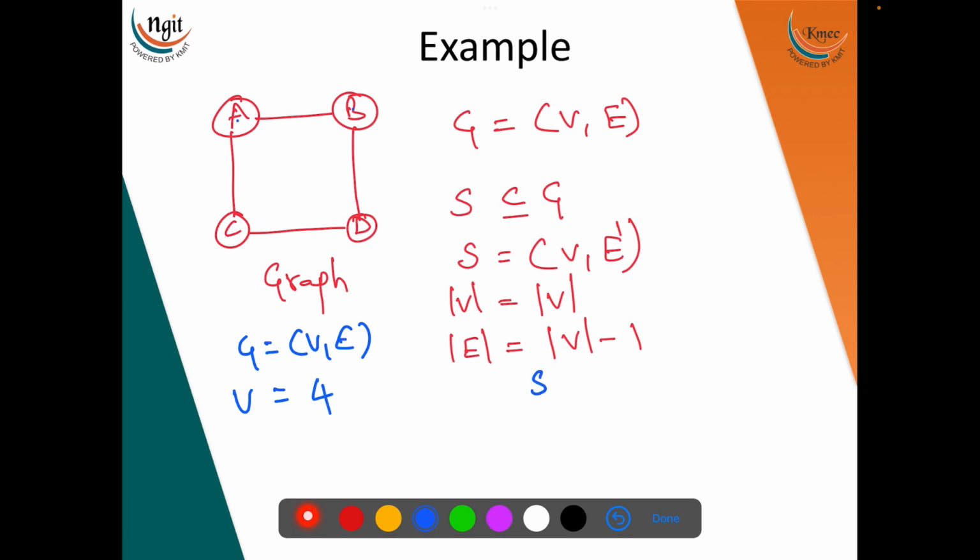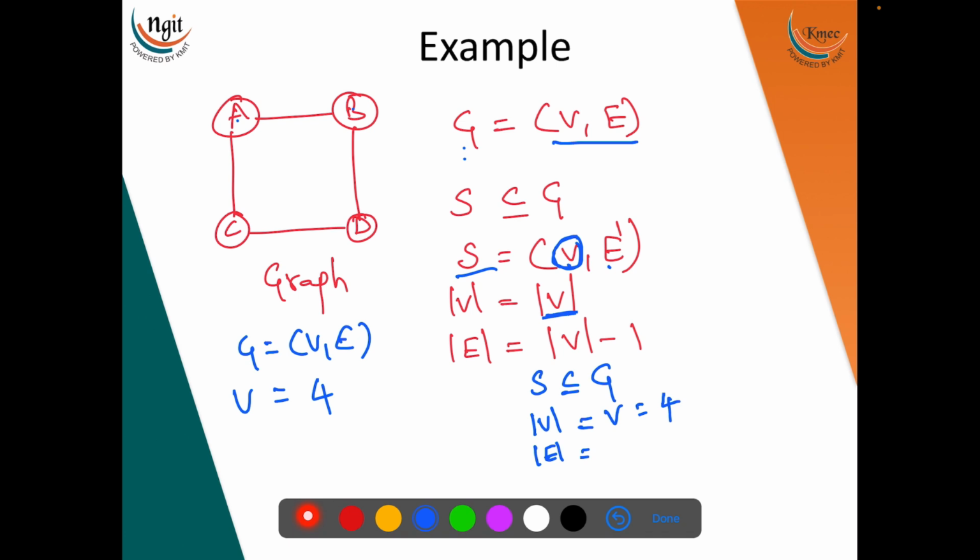Now S is a spanning tree which is a subgraph of G. The number of vertices in the subgraph, the spanning tree, is exactly equivalent to V. That's what we wrote here: G equals (V, E), S equals (V, E'). So there is no change in V. That means the same number of vertices will be seen in the spanning tree. The difference will come with respect to the number of edges.